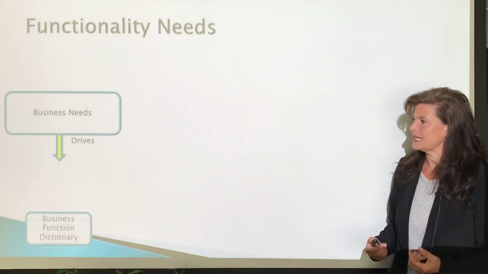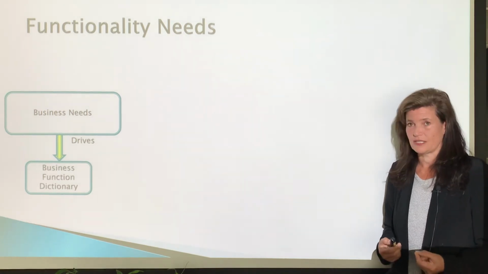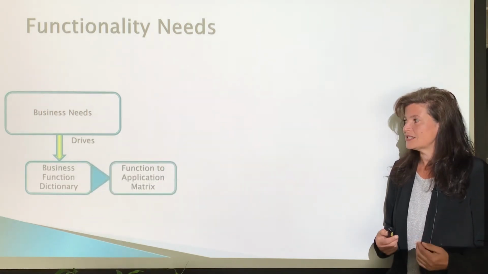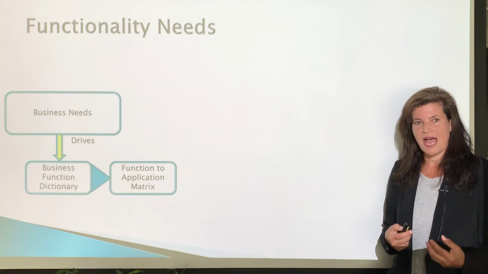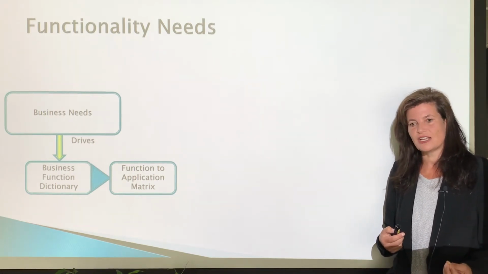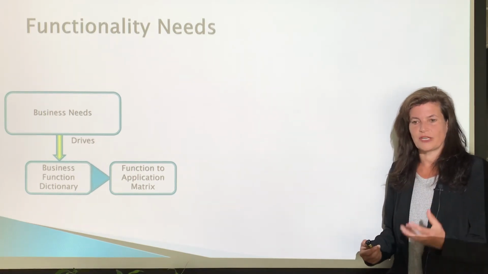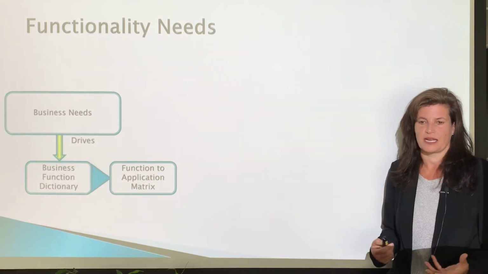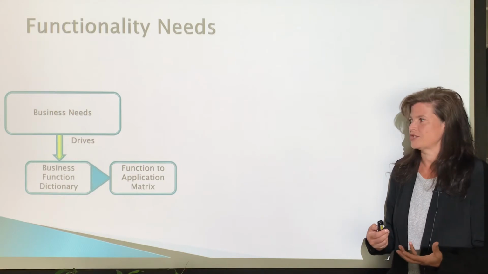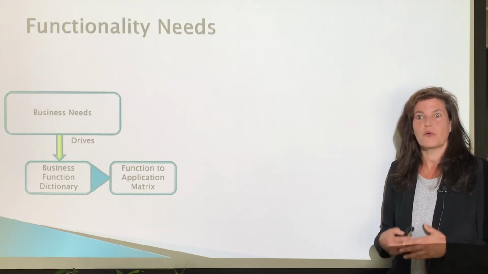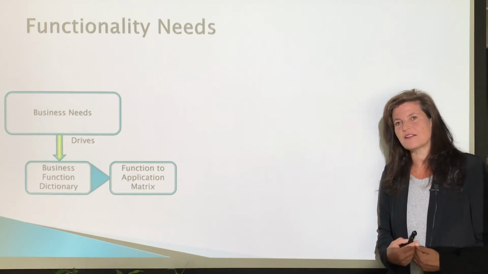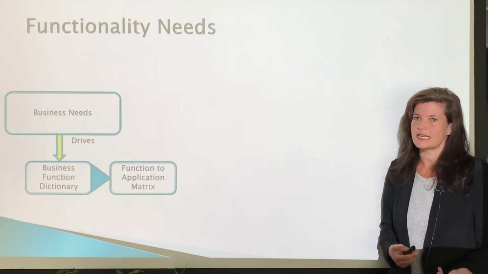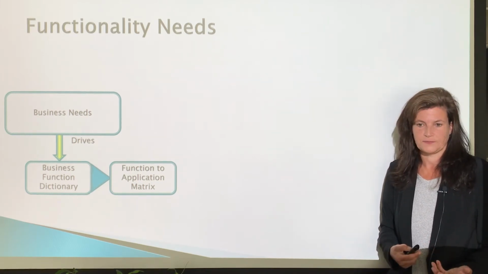The final step is to drive out the functions that support the business needs. So your business needs drive a business function dictionary. This in turn will enable you to start mapping those business functions to your technology or your application. And this type of information is now going to enable the organization to identify applications that are underutilized or overutilized. It'll also help identify where there's no application that exists and the function's done manual.